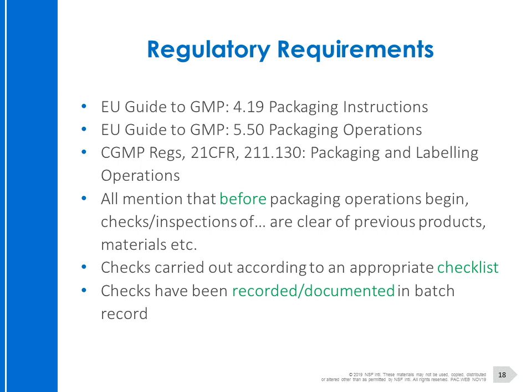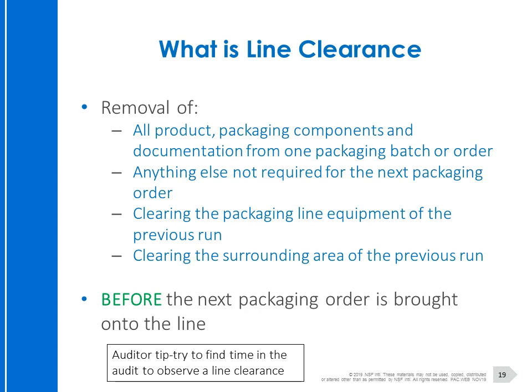Looking at the regulatory requirements here, all of these regulations mention that before the packaging operations begin, checks and inspections must be made that the line is clear of previous products and materials and so on, and checks must be carried out according to an appropriate checklist, and the checks have to be recorded and documented in the batch record.